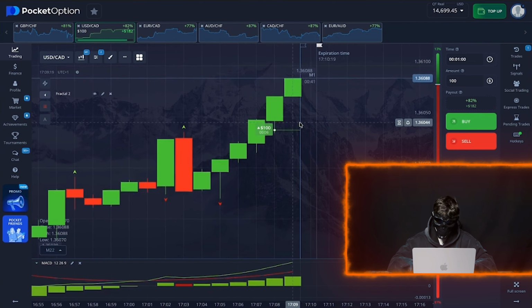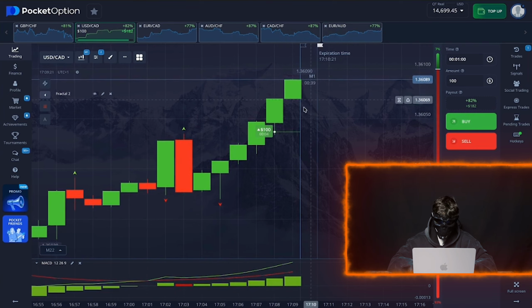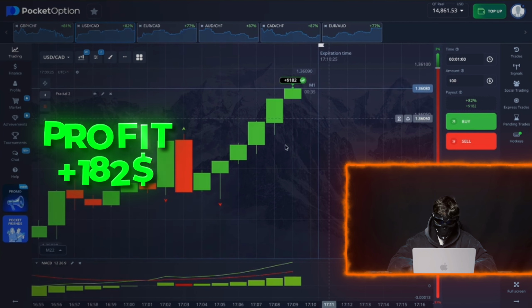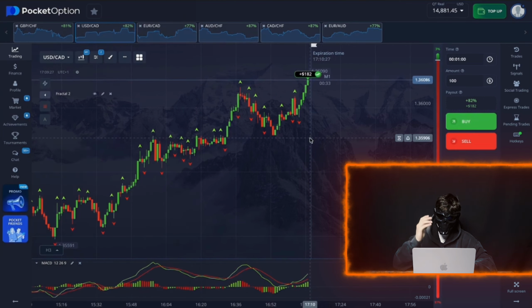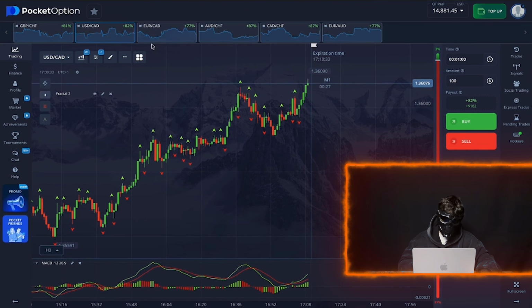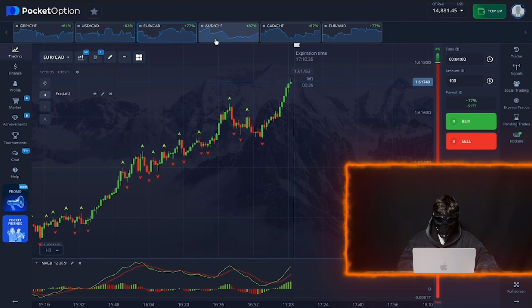So we have just a little time left. Just a little bit more, haha. And look at that, we have yet another big profit, guys. We just secured another amazing profit right here. That's the third trade in a row. We're in profit.